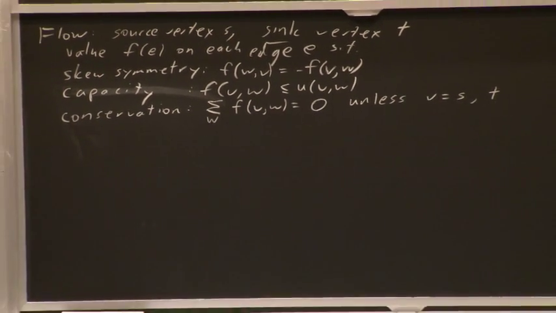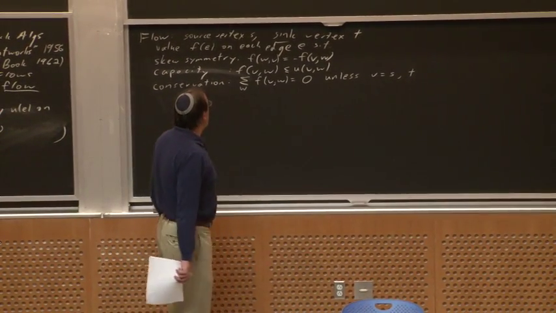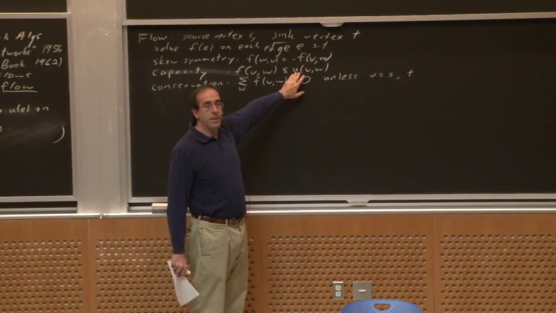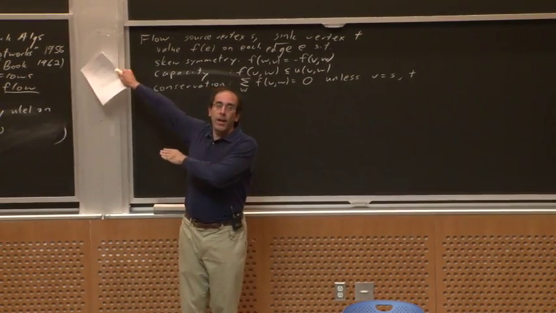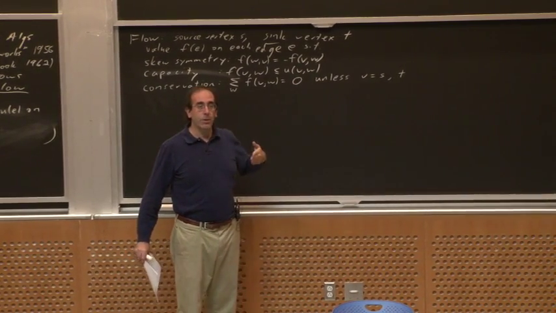Yes? Is the u(V,W) just the sum of the capacities that we want? u(V,W), this is the capacity variable. Right? So I wrote e over there because I was talking about an edge. Here I'm talking about V and W, which are the two ends of that edge.